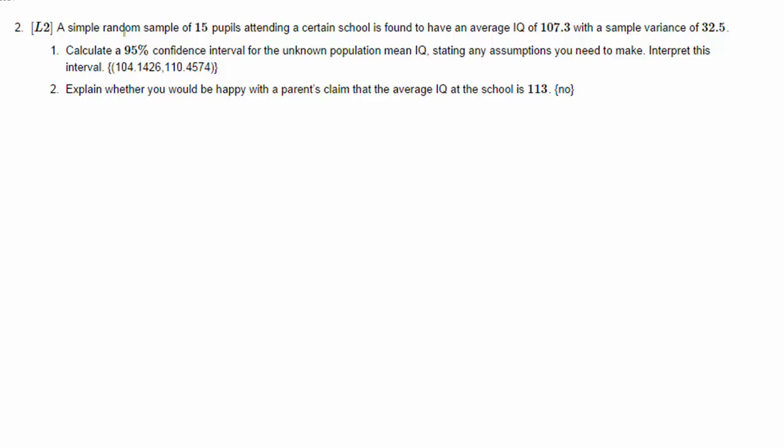So here we are asked to calculate confidence intervals on the basis of a sample of observations for the IQ of students. So the sample size is 15. The sample average in that sample, IQ sample average, was 107.3. The variance in that sample was 32.5. So that's the information we're being given.